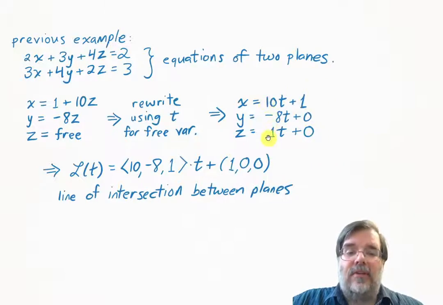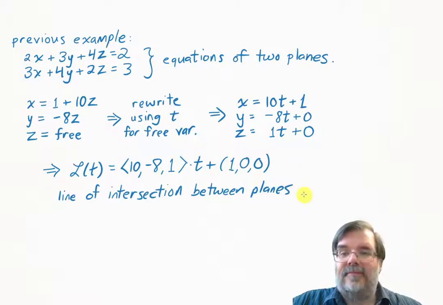So we could gather terms, right? Every point x, y, and z is equal to the coefficients of t, which form your slope vector, 10, negative 8, 1 times t. Then these constants form a base point, 1, 0, 0. So this is another way to find the line of intersection between two planes.